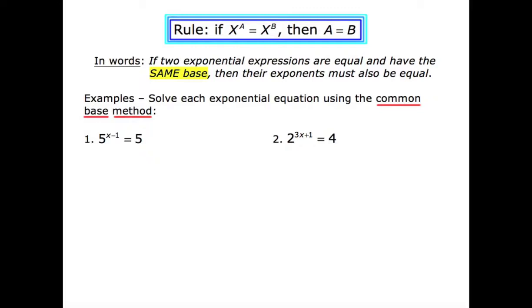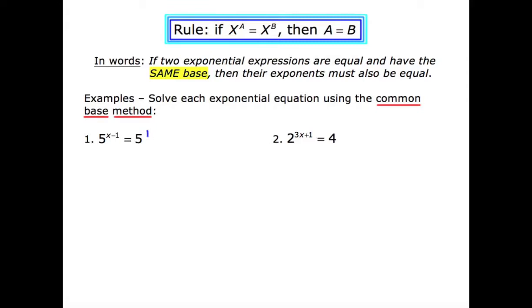There's a 5 on the left, and there's a 5 on the right. Now, the left has a power of x minus 1, and on the right there is no power, but we know that there is an implied power of 1. 5 is really 5 to the power of 1. I'm going to go ahead and write that 1 in, so it's really obvious.